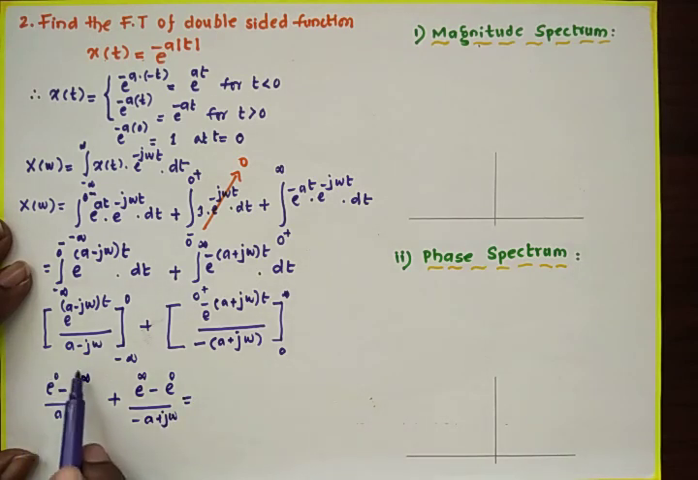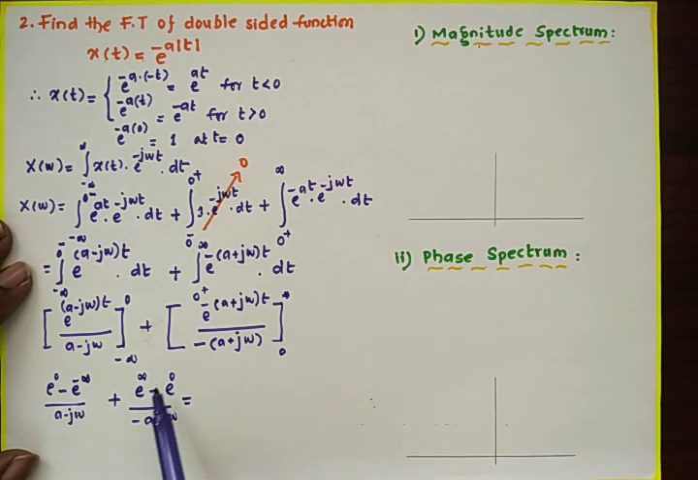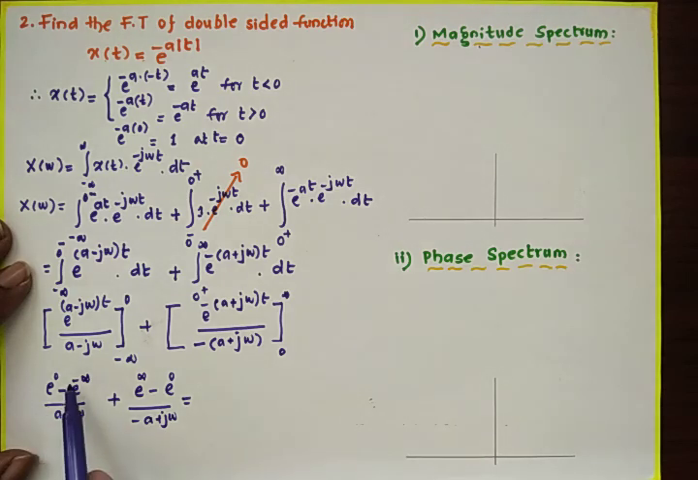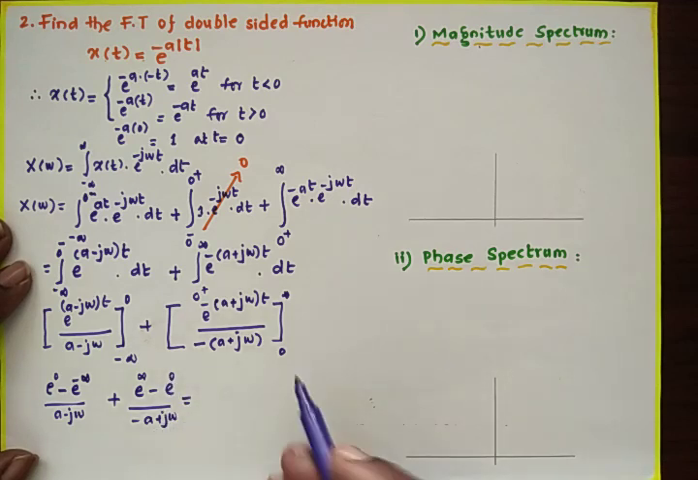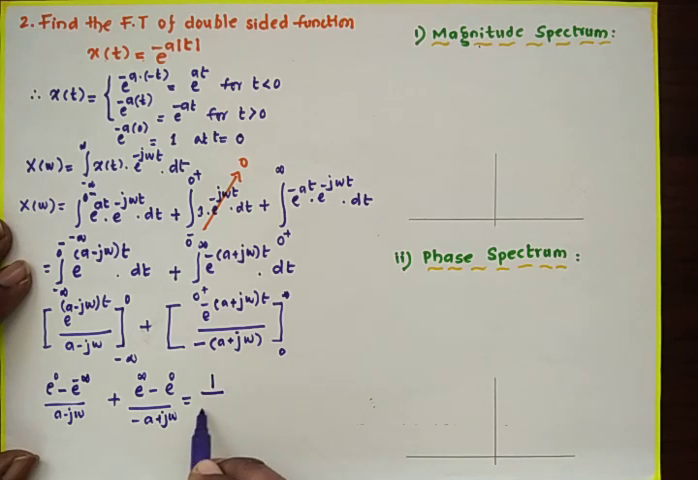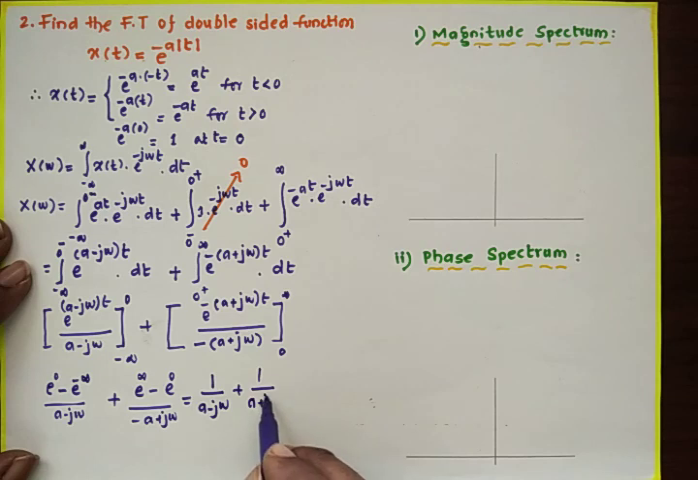So e to the power of 0 will be 1, and 1 minus this will be 0, and coming to here, e to the power of infinity will be 0 minus, and this will be 1, so that here you will be getting minus 1 by minus, so the minus gets cancelled. Here you will get 1 by a minus j omega plus here 1 by a plus j omega. Then by cross multiplication, you can get X of omega.